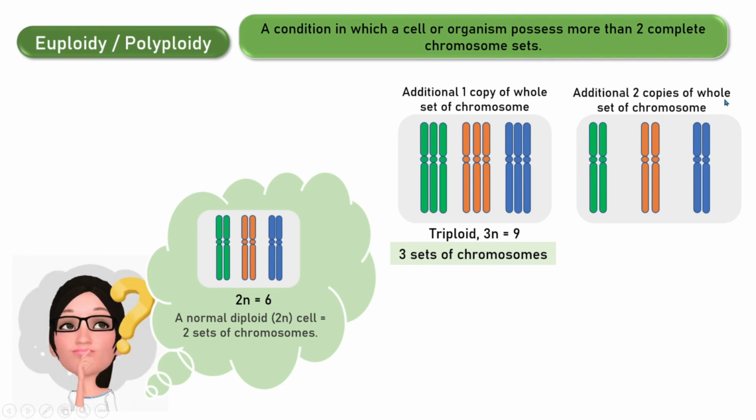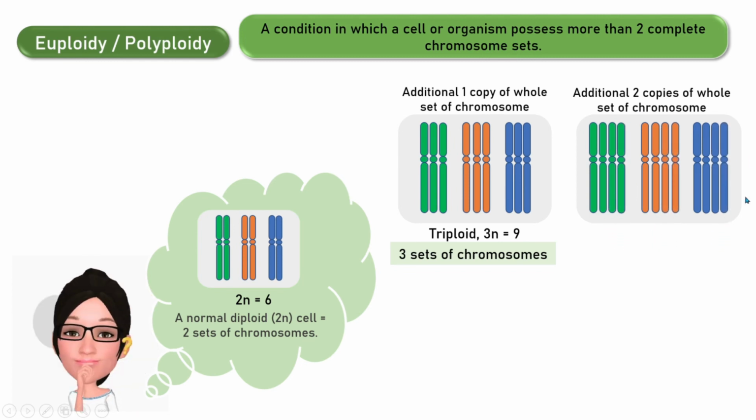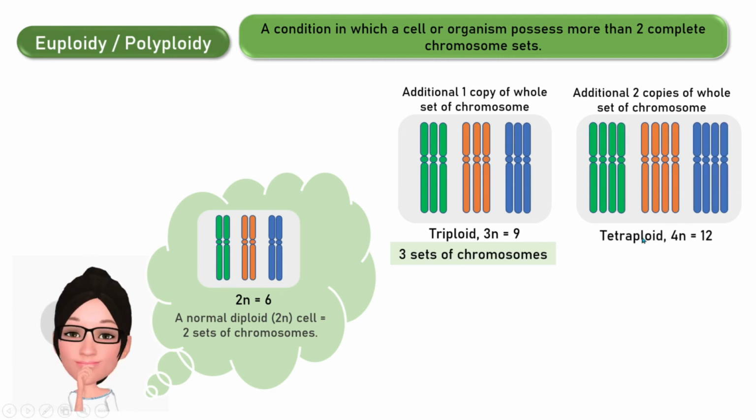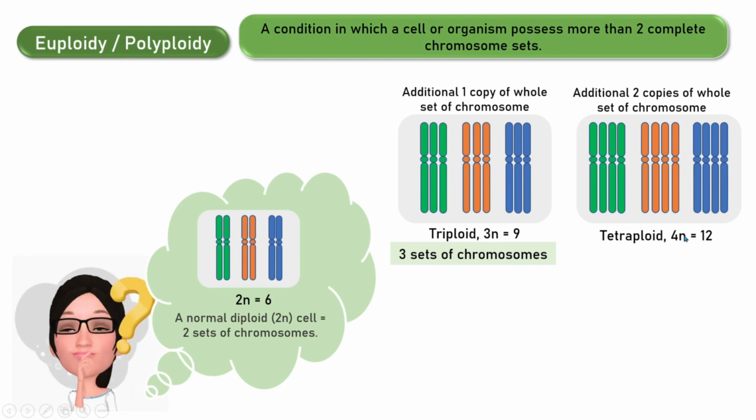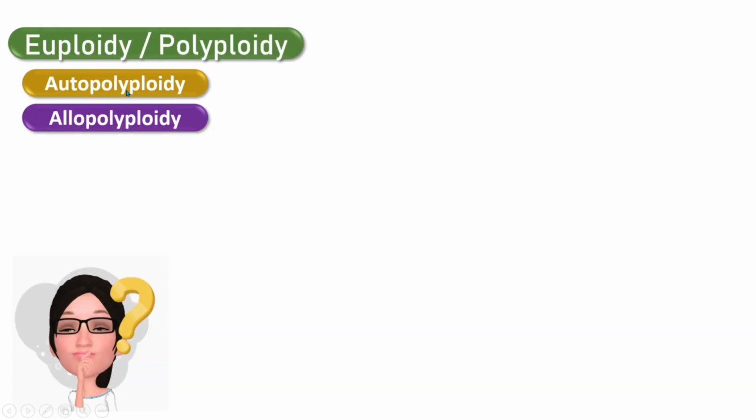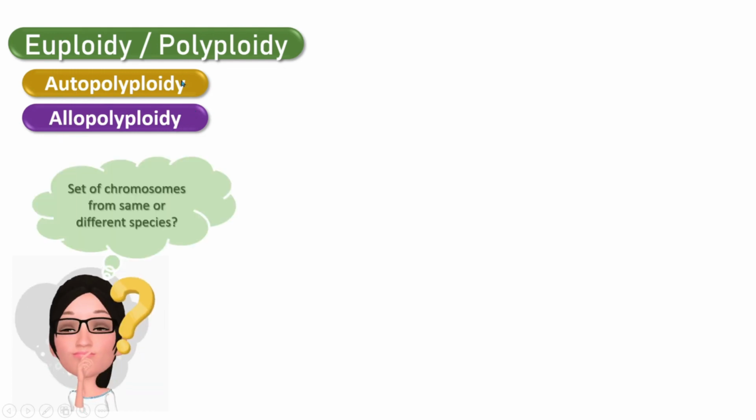Additional 2 copies of the whole set of chromosomes to this cell will cause this cell to have 4 sets of chromosomes, also known as tetraploid, 4n equal to 12 chromosomes. The 2 types under Euploidy are Autopolyploidy and Allopolyploidy. The difference between these 2 types is whether the sets of chromosomes come from the same species or different species.